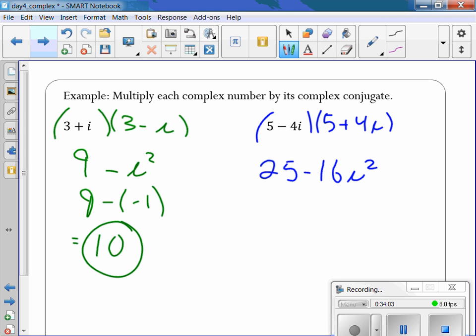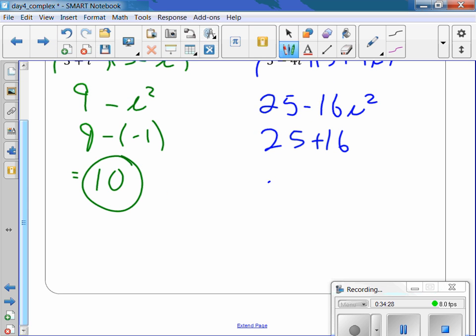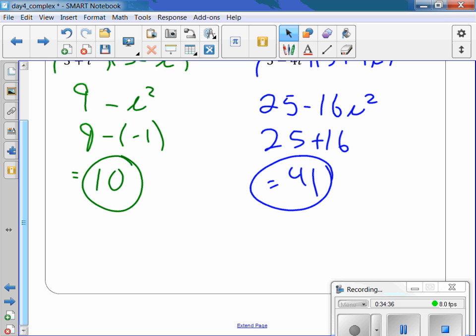So 25 minus 16i squared becomes what? 25 plus what? Okay, I thought I heard 4. Tough numbers there. Questions? This is about as difficult as it gets. And again, we're not doing anything new here, are we? We multiplied, FOILed, distributed, used all that stuff before, but now we've introduced i or i squared.